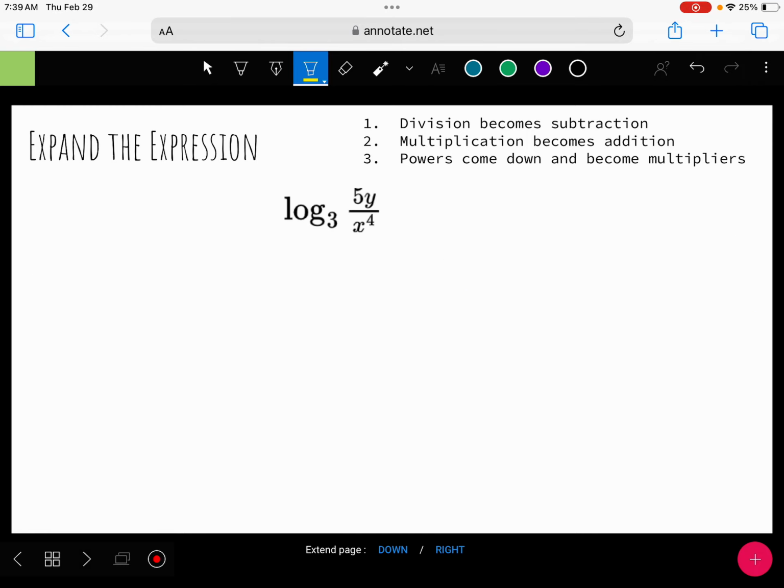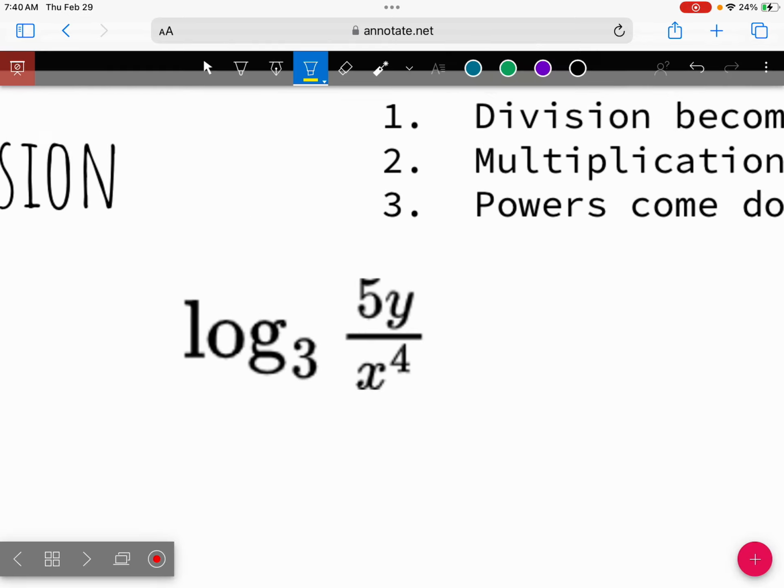I'm going to put the next one up there. So here's our next one. We've got a few pieces. All right. So I see a lot of pieces in here.